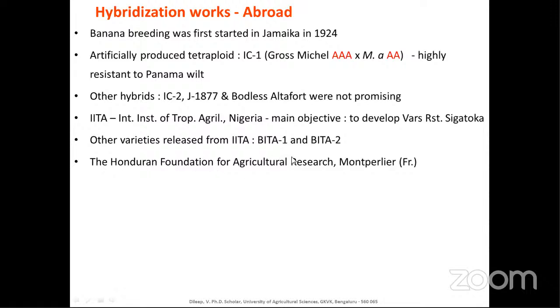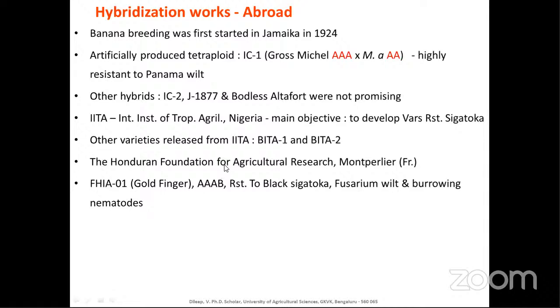In English, when translated, it is the Honduran Foundation of Agricultural Research, which is in Montpellier, present in France. The varieties from those institutes were FHIA1, which is a hybrid of the AAAB group, resistant to black Sigatoka, Fusarium wilt, and also burrowing nematodes. What is the scientific name of burrowing nematodes? It is Radopholus similis, right?